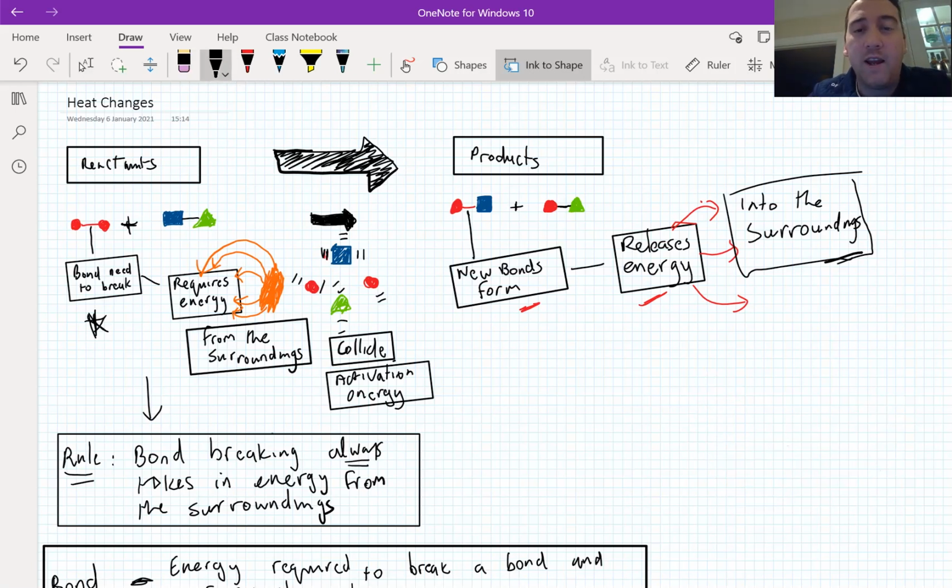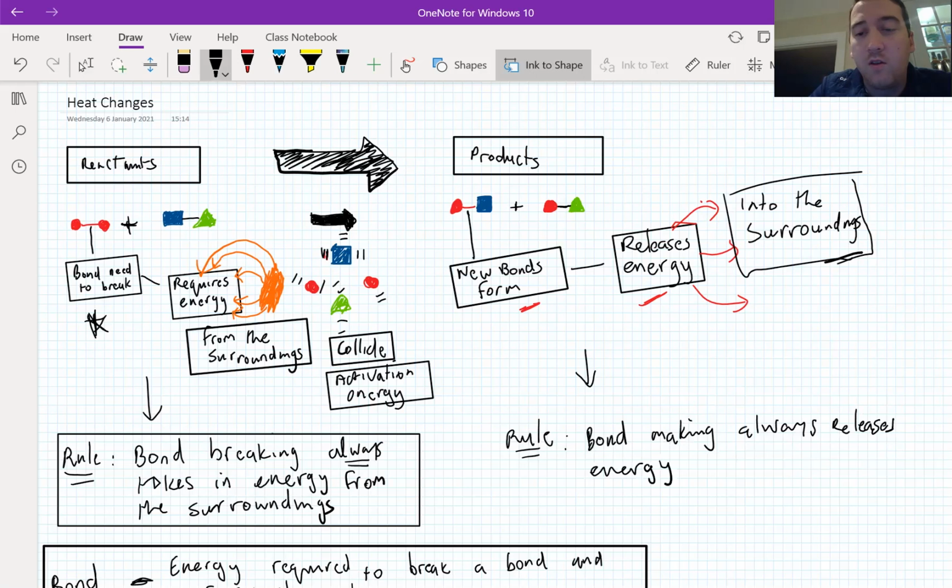So obviously, new bonds forming releases energy into the surroundings, and that gives us another rule. Bond making always releases energy into the surroundings.